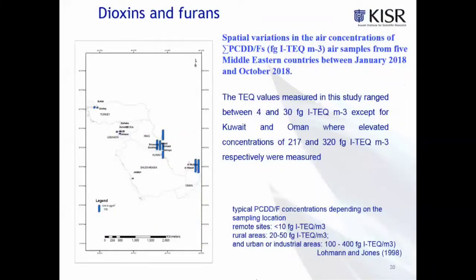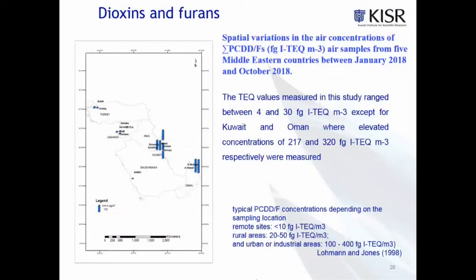When we talk about dioxins and furans, I think Dr. Roland explained yesterday that we express the results in TEQ. So we express only one result, although we are measuring here 17 congeners. The TEQ values measured in this study range from 4 to 30 femtograms per cubic meter, except for Kuwait and Oman, where elevated concentrations of 217 and 320 femtograms per cubic meter were measured.